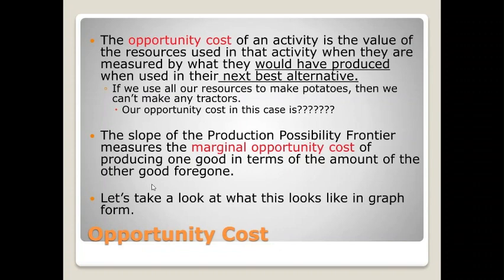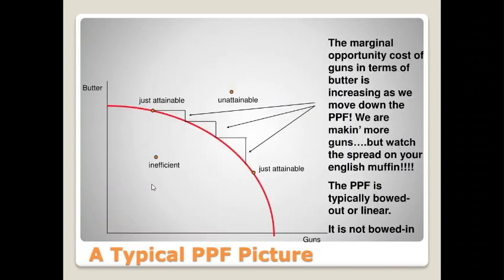The slope of the production possibility frontier measures the marginal opportunity cost, which is the sacrifice that we have to make to increase the production of one good in terms of the amount of the other good foregone. We did look at this graph. I said that in order to produce more quantities of guns, we would have to give up a quantity of butter, and that difference is the marginal or difference in opportunity costs.